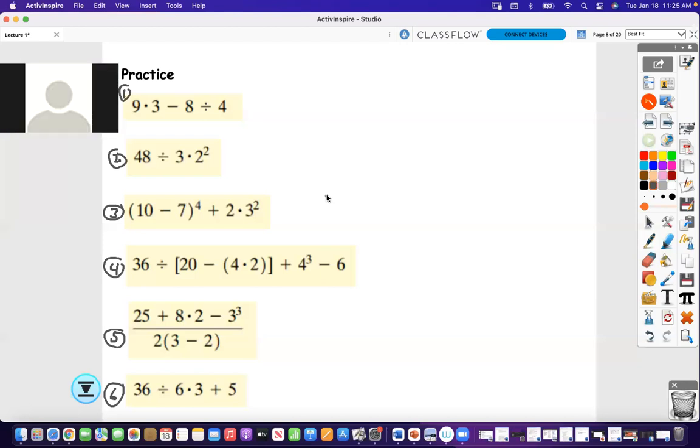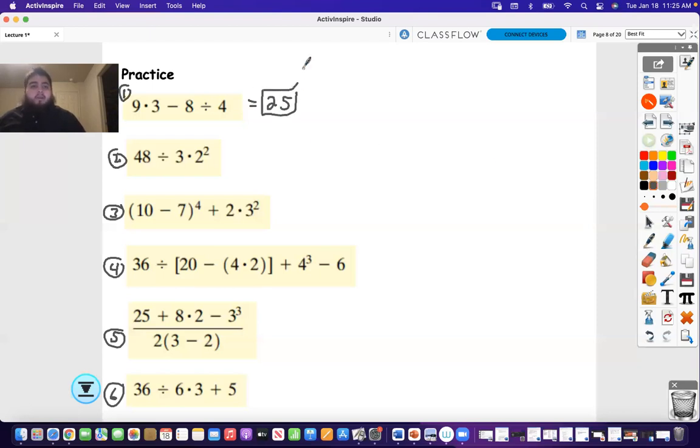Anyone agree or disagree with Justin? I agree. Excellent. So equals 25. Would anyone need me to work out practice number one, or was just an explanation enough?